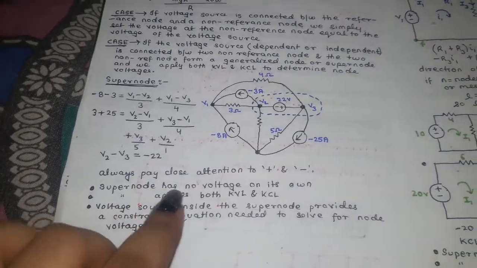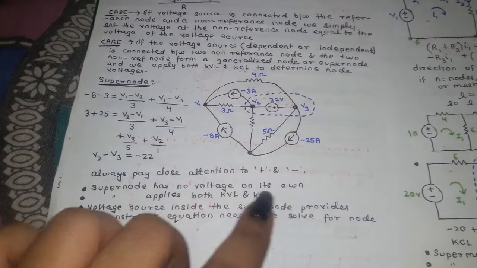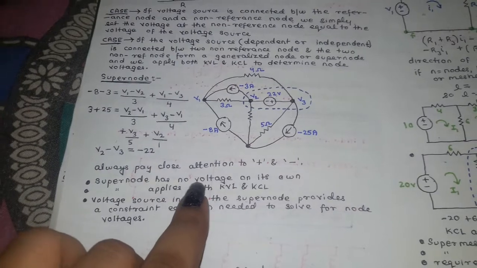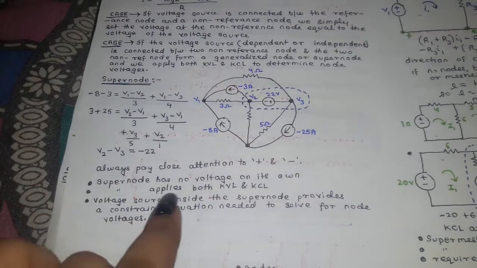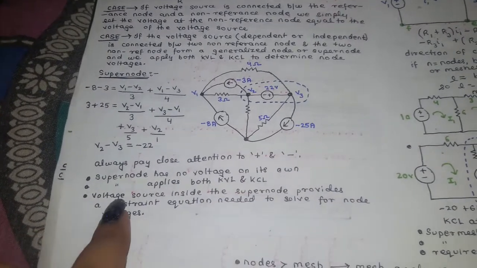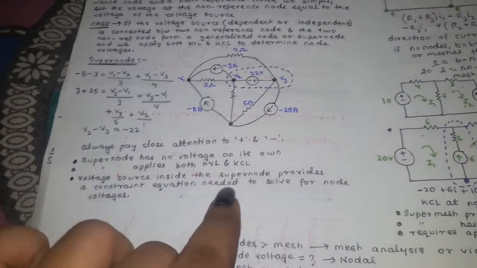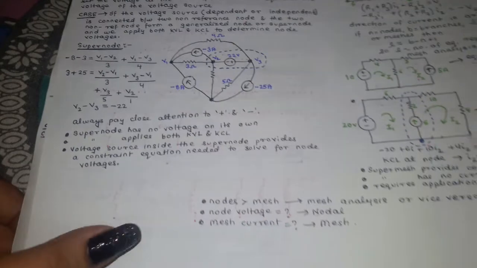Now, a super node has no voltage on its own. These are certain points to remember because these things come in your ESC prelims exam. A super node applies both KVL and KCL. The voltage source inside the super node provides a constraint equation needed to solve for the node voltages.